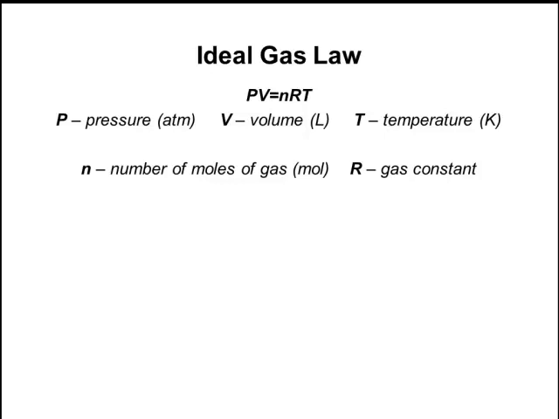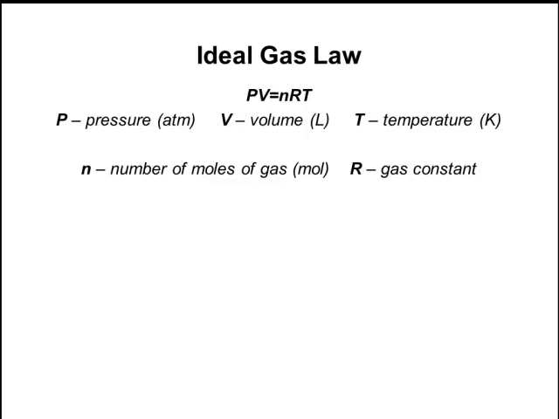That's the equation for the ideal gas law, where P is the pressure, units of that have to be atmospheres, V is the volume in liters, T is the temperature in Kelvin, n is the number of moles of the gas in moles, and R is going to be a gas constant. It's always going to be the same value.